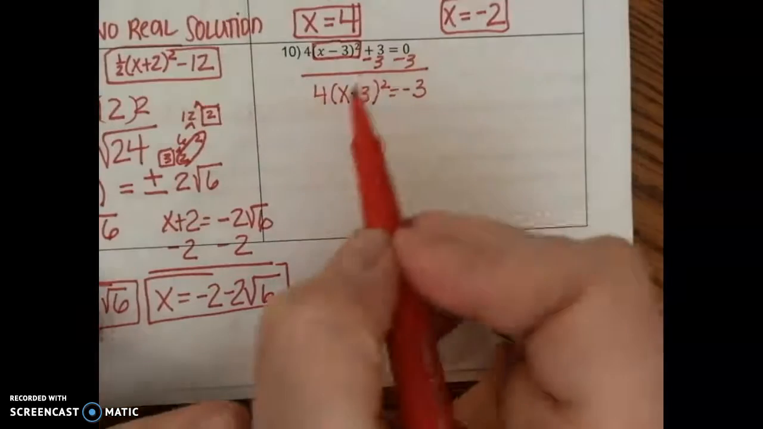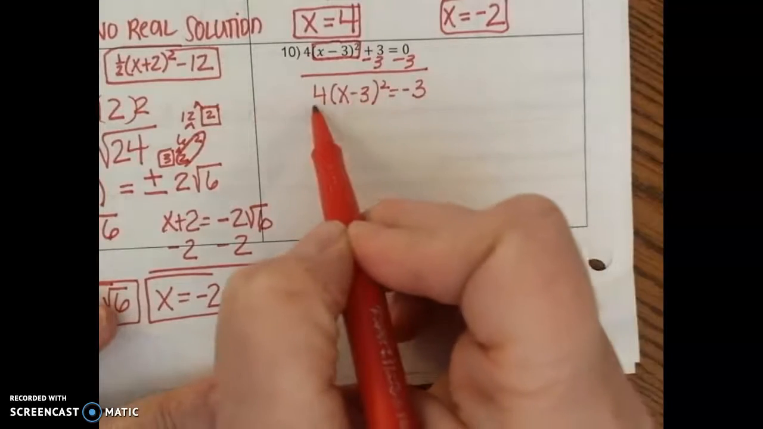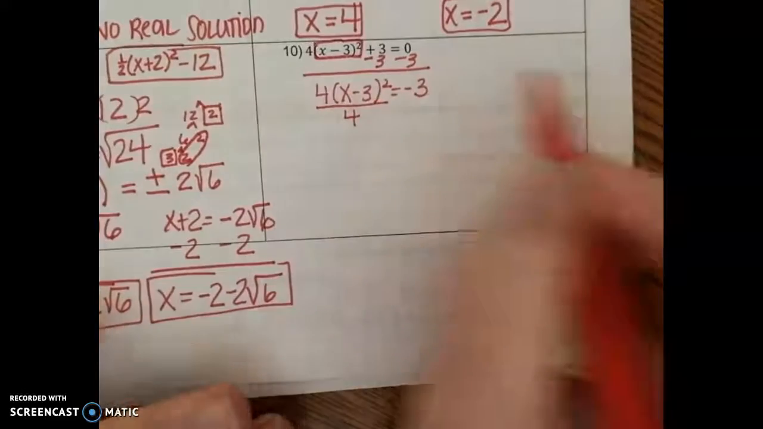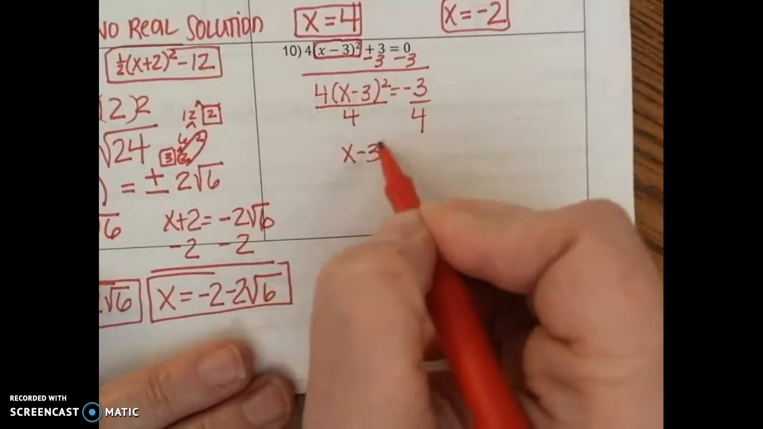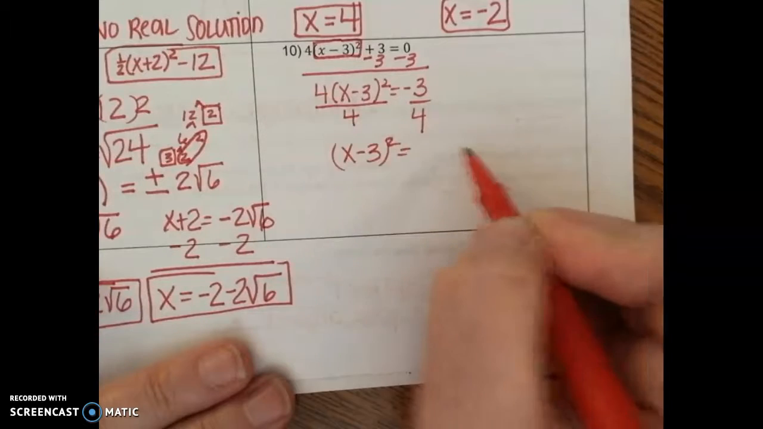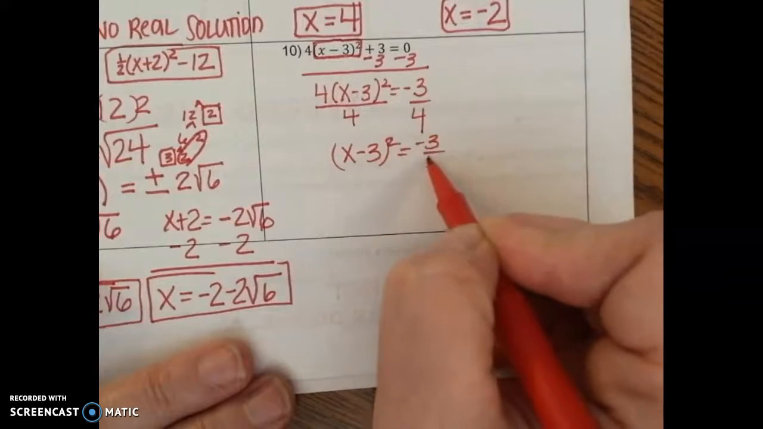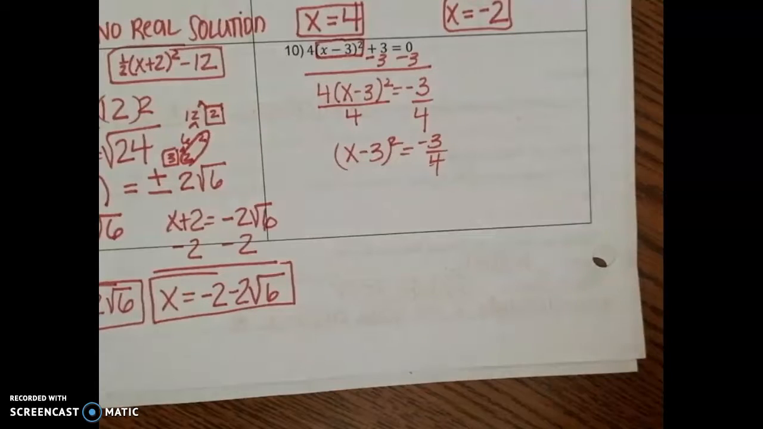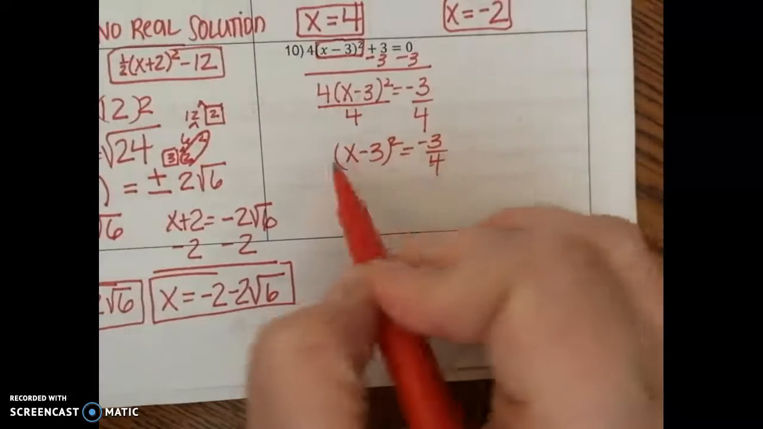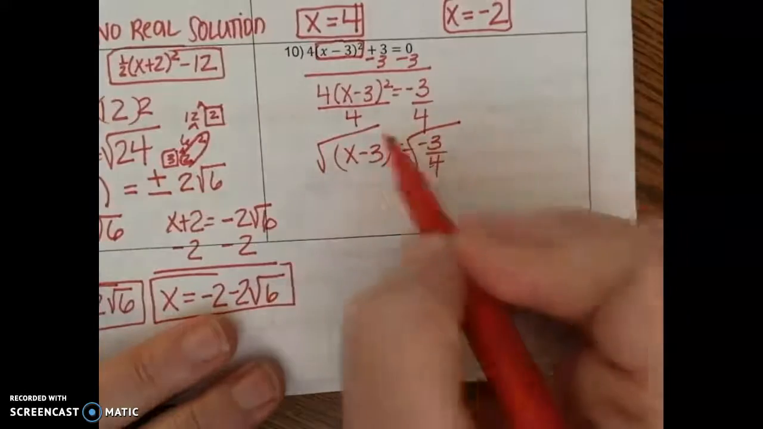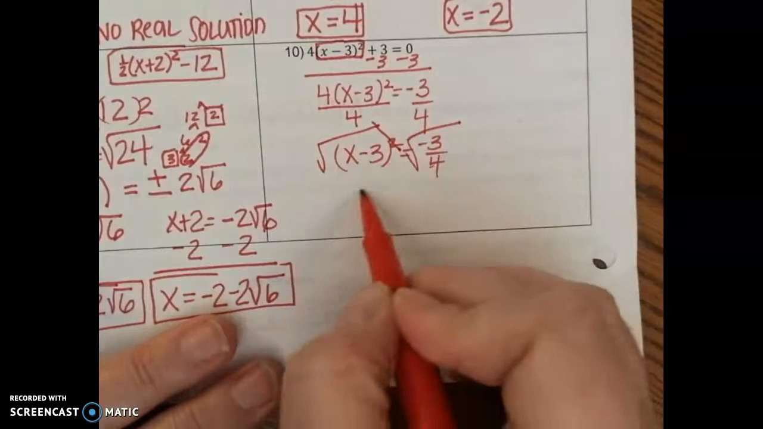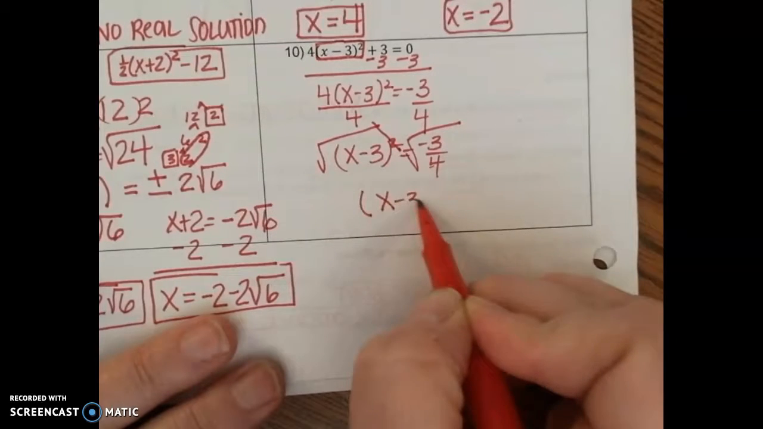Alright. I'm still trying to get x minus 3 squared alone, so I'm going to divide by 4. And I get x minus 3 squared equals negative 3/4. I have what's being squared alone, so I'm going to take the square root of both sides. The square root cancels the 2, leaving the x minus 3.